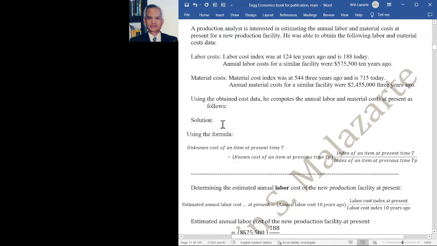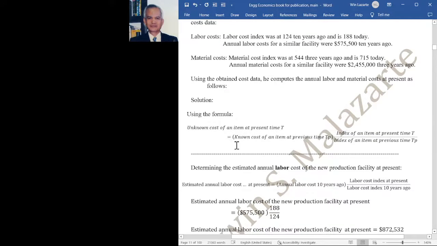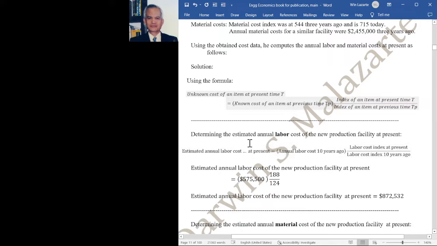Solution. Using this formula, the index method formula, in determining the estimated annual labor cost of the new production facility at present. So this is the formula. The estimated annual labor cost at present is equal to the annual labor cost 10 years ago. So this is known.